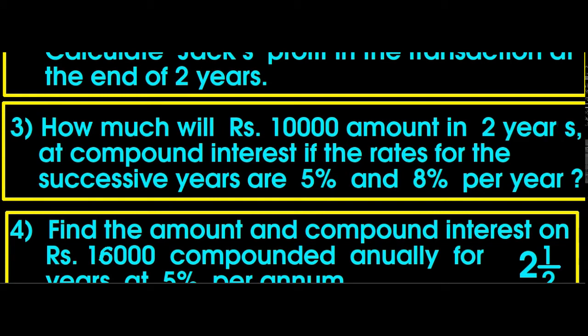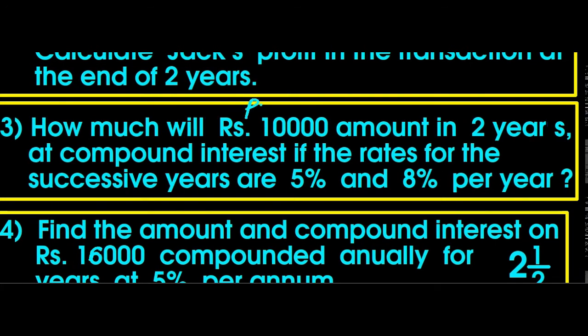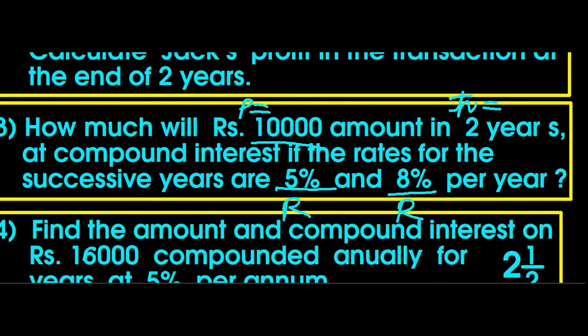Now the third sum, which is very important. How much will rupees 10,000 amount to in 2 years at compound interest if the rates for the successive years are 5% and 8% per year? Okay friends, so 10,000 rupees is our principal, and time n is 2 years. The rate for the first year is 5% and the rate for the second year is 8%.